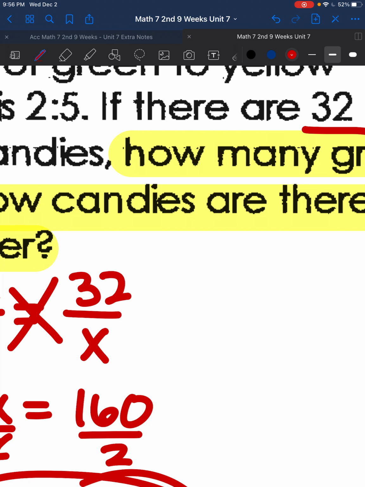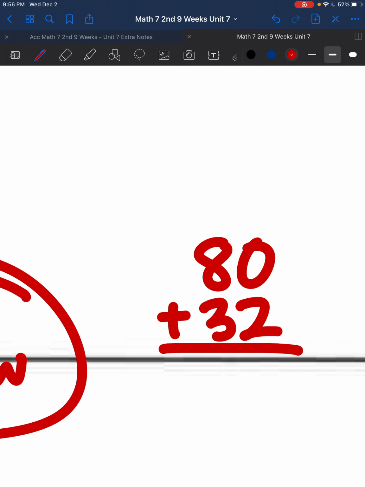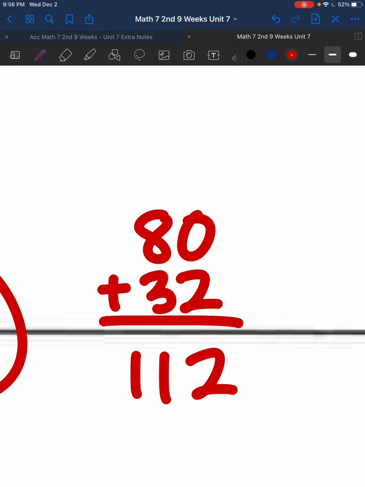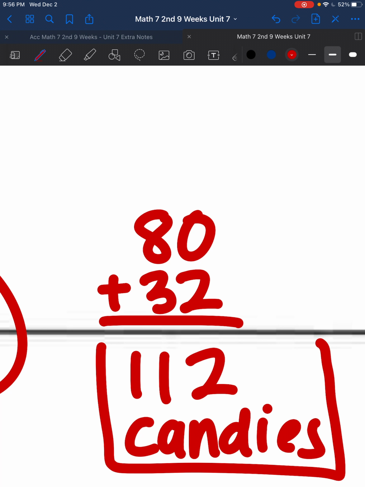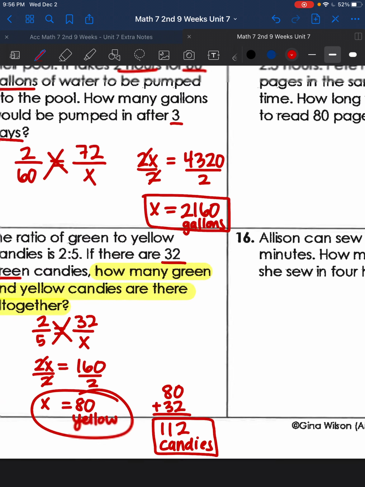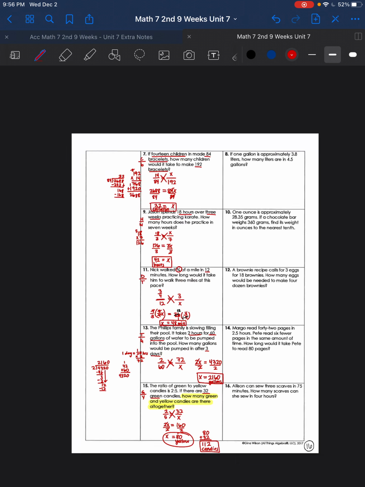Okay, so I actually need to take 80 and add to it 32, because it's asking how many green and yellow there are together. So 80 yellow plus 32 green equals the total number of candies. So 0 plus 2 is 2, 8 plus 3 is 11, so I get 112 candies total.